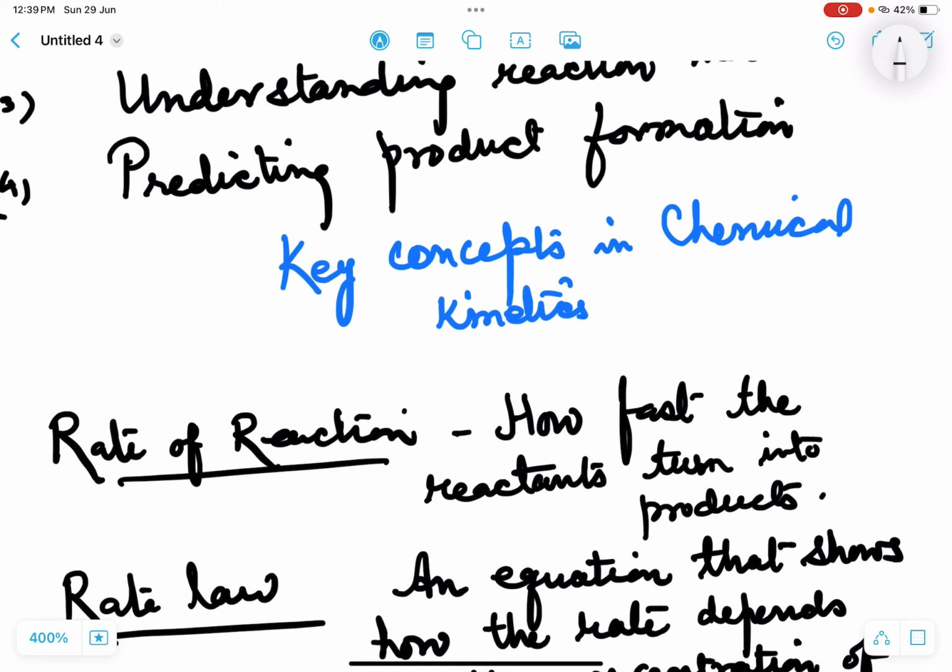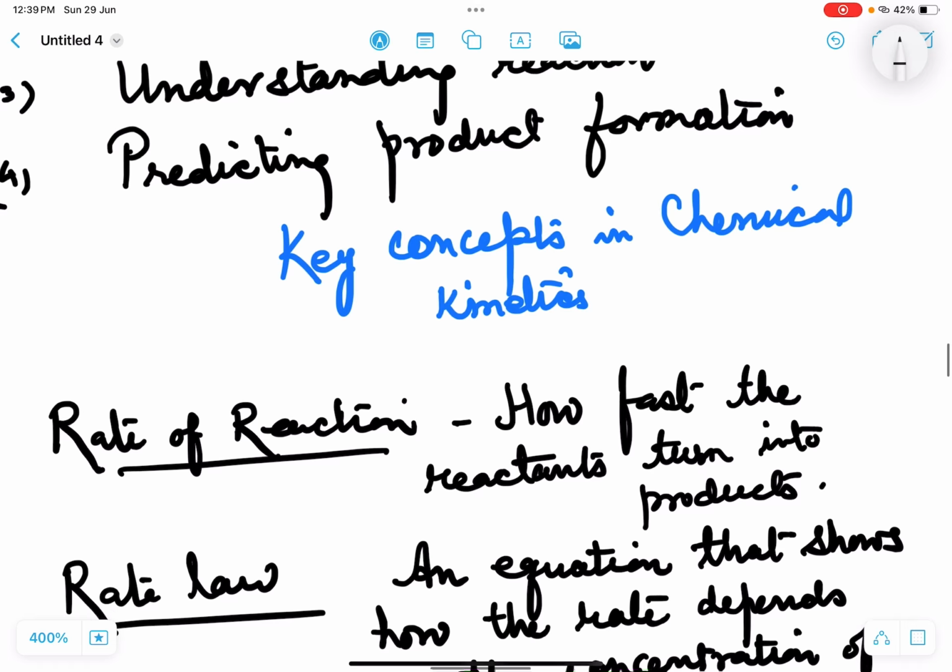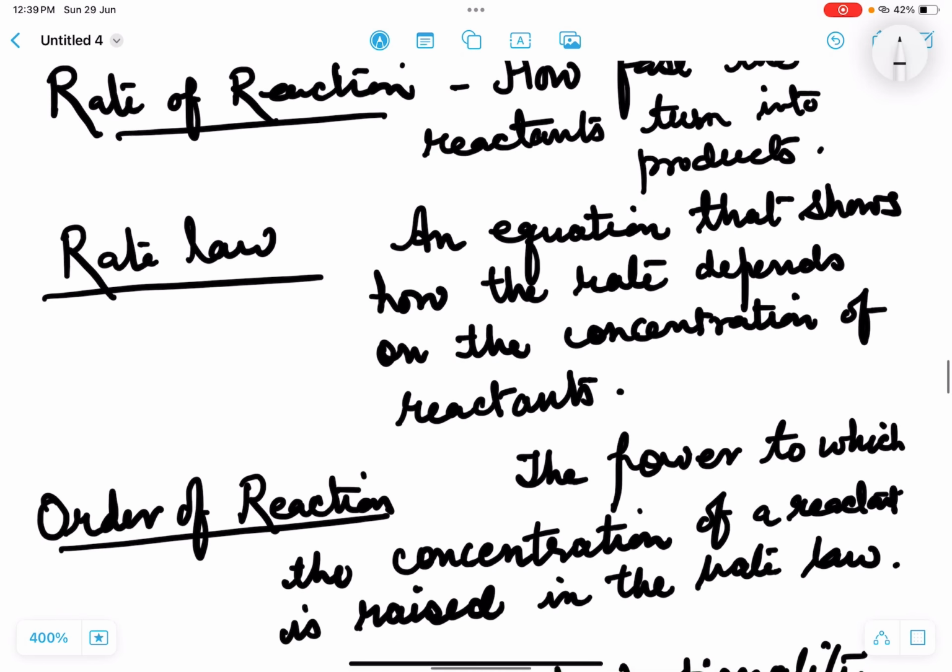Now the question arises, what are the key concepts used in chemical kinetics? First is rate of reaction. Rate of reaction, as you know, is how fast the reactants turn into product. Next is rate law. Rate law is an equation that shows how the rate depends on the concentration of reactants. Does the reaction depend on the concentration of reactants? This will show in the rate law.